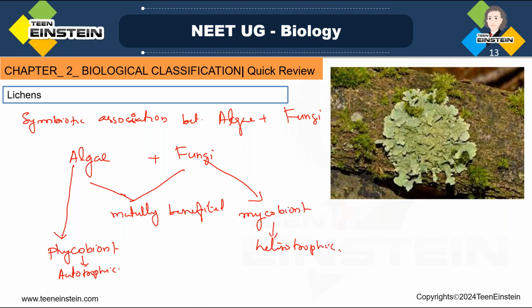Okay, so here the symbiotic association between algae and fungi is called lichen, and both are getting mutual benefits. The algal component is called phycobiont, which has an autotrophic nature, and the fungal component is called mycobiont, which is heterotrophic in nature. So these are the main topics we want to learn in chapter 2, biological classification, and we have done almost all the quick review of this chapter.